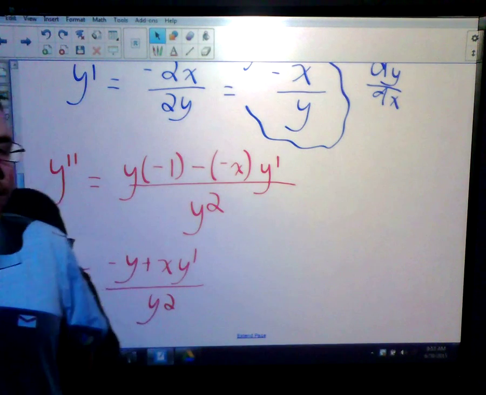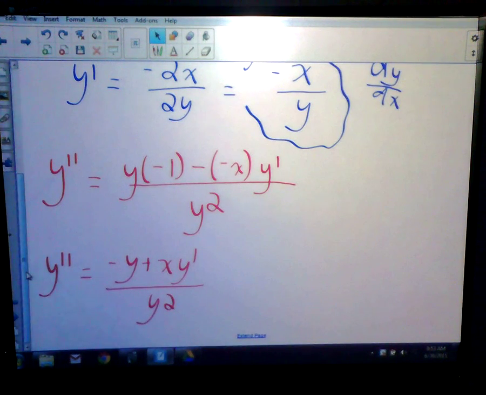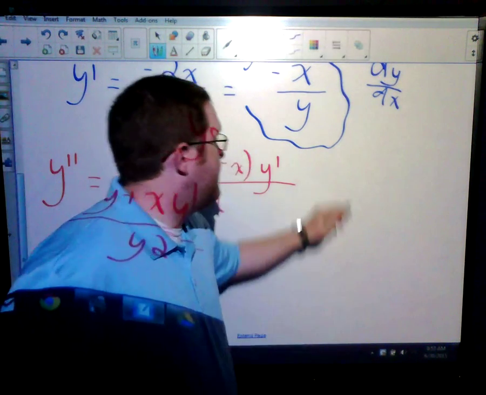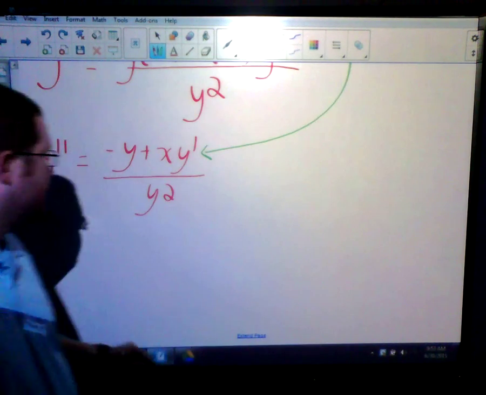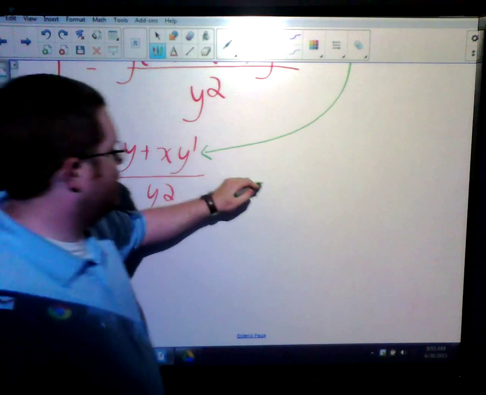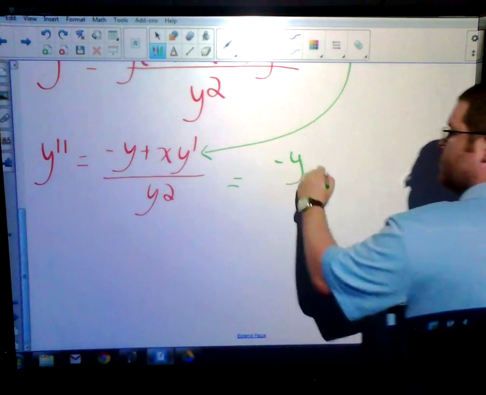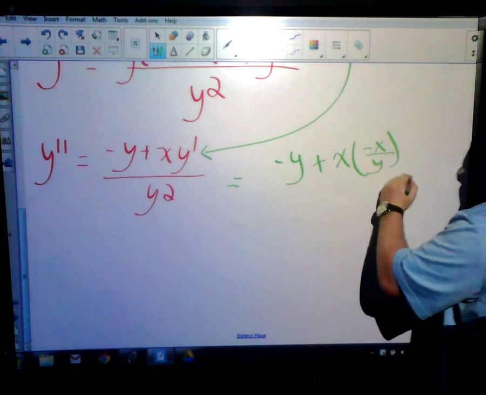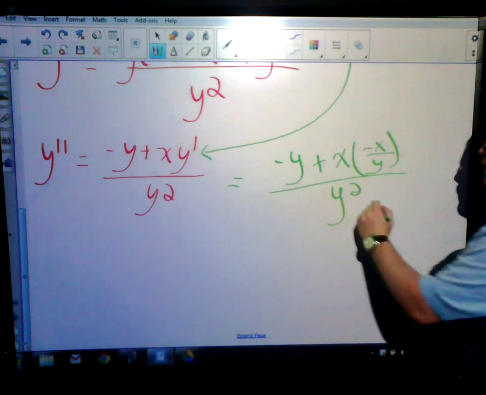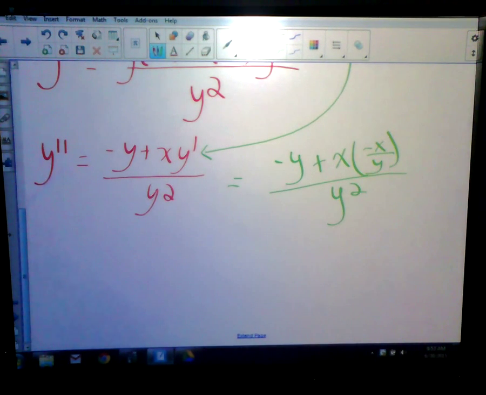Sadly, I cannot leave this answer like this. I have a y prime in here. I can't leave the y prime. What is y prime? It's negative x over y. So this is equal to negative y plus x times negative x over y, all over y squared. Got to clean it up. Got to do some complex fractions here.